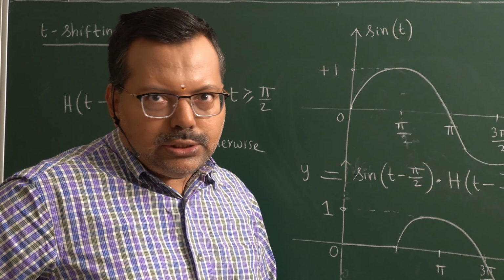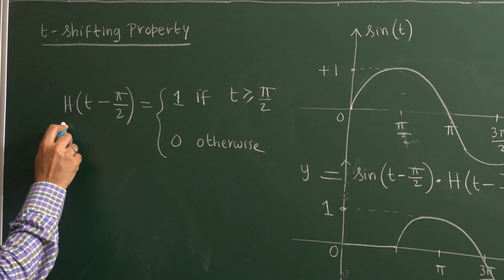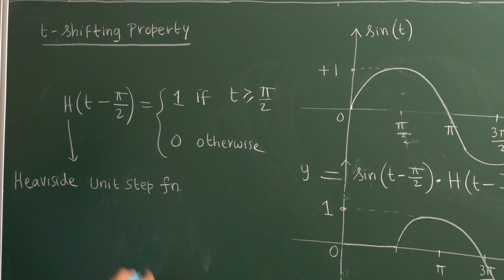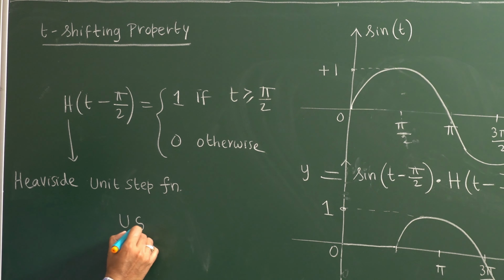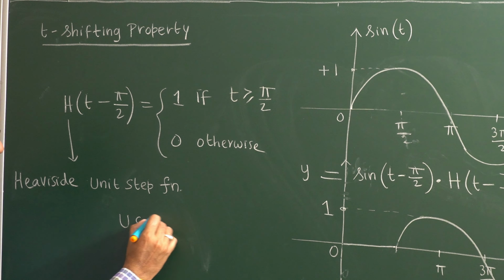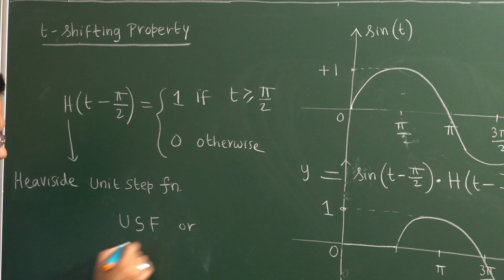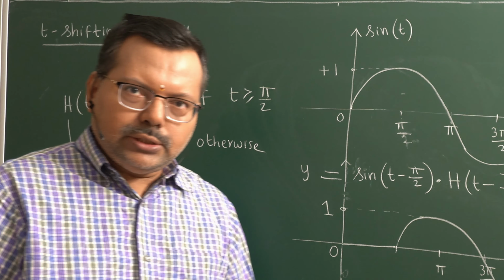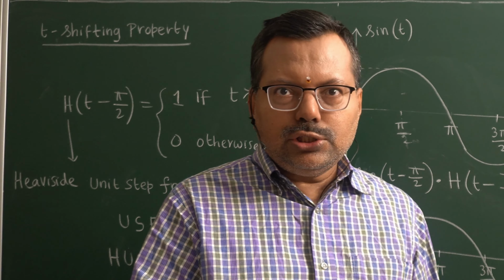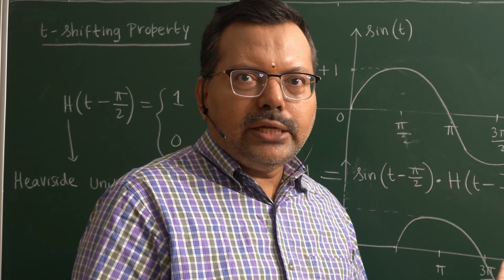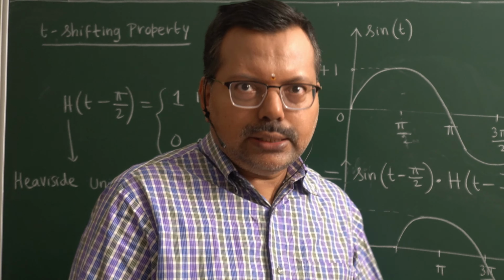This particular function is called the unit step function, and let me write down the name for this. So you can say this is a unit step function. We say USF, unit step function, or Heaviside unit step function. USF is the most frequently used name. You understand that unit step function means either 1 or 0 depending upon whether we are staying greater than some number or less than some number.